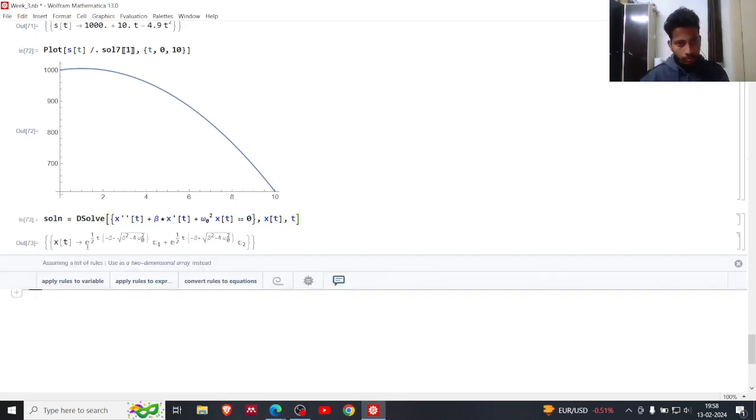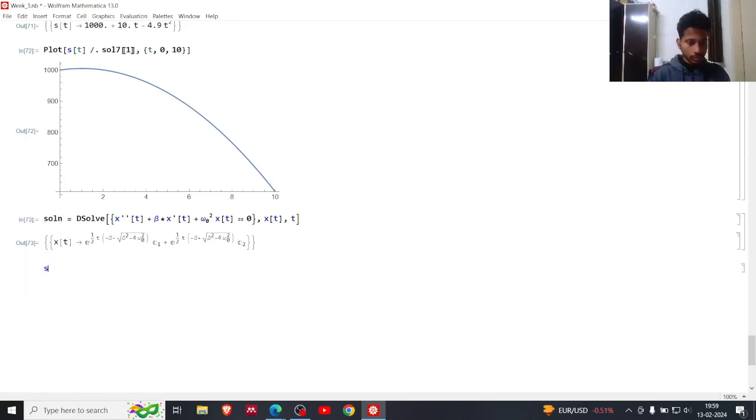So this is the equation of a damped oscillator: x double dash t plus beta x dash t plus omega naught square x t equal to 0. So this is the equation. Now we'll use NDSolve.